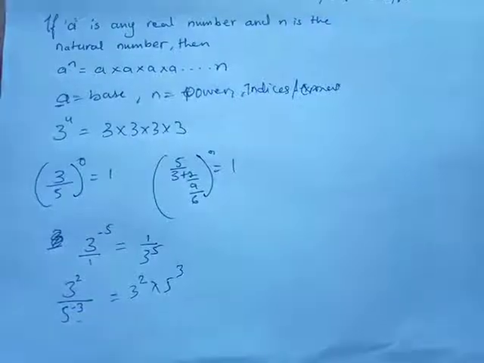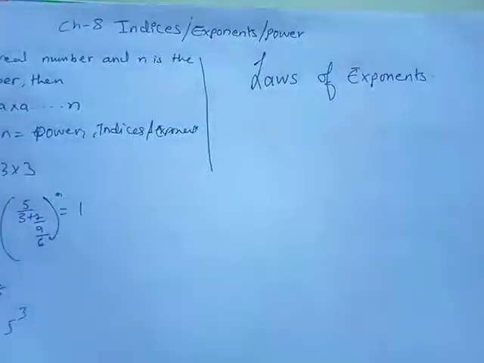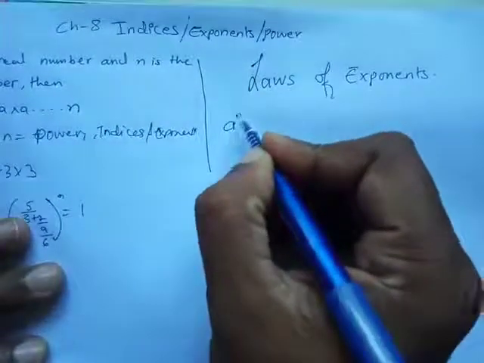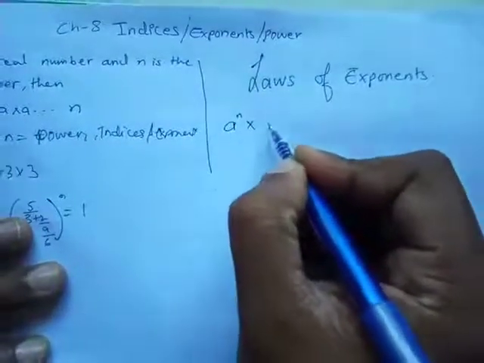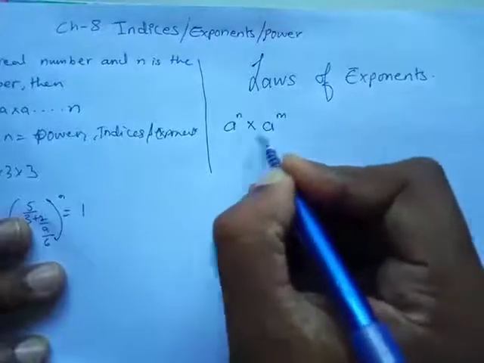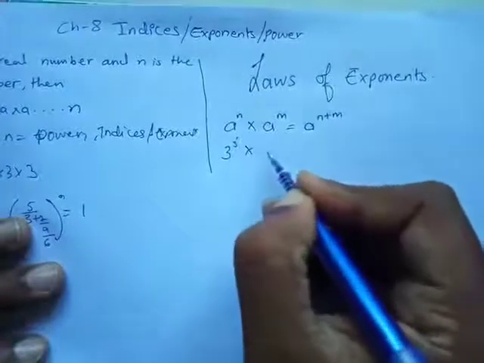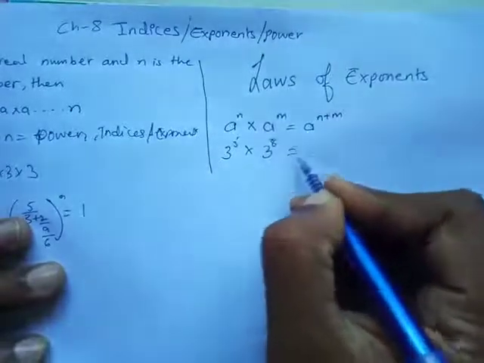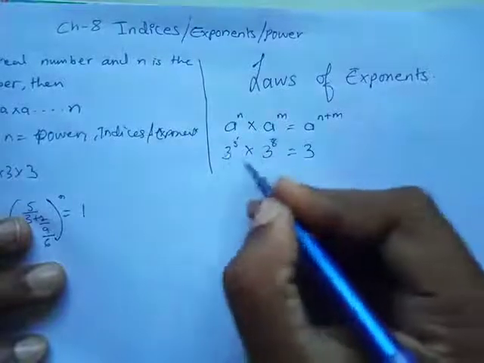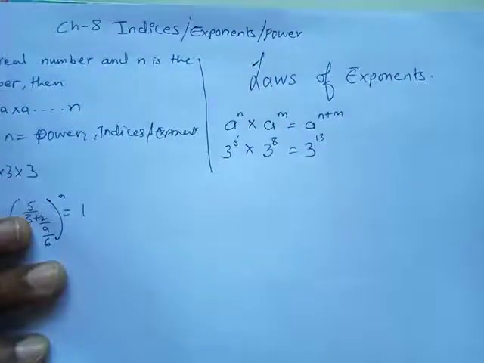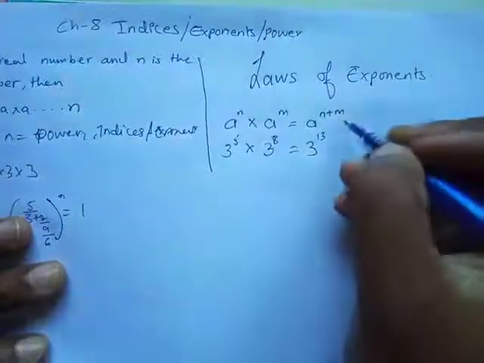Okay, let's study some of the laws of exponents. For example, if the bases are the same, like a to the power n and a to the power m, and they are getting multiplied, then I can write one base and add the powers. I'll give you an example: 3 to the power 5 into 3 to the power 8. Because the bases are the same, I can write one base and 5 plus 8 is 13, so I'll write 3 to the power 13. So that is the very first law.